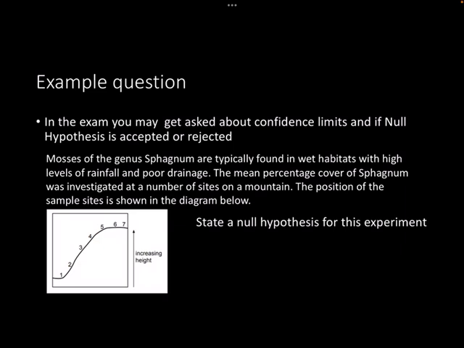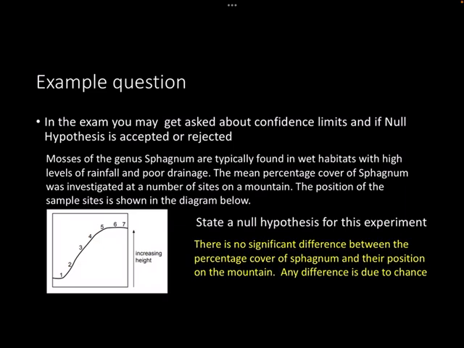So to write your null hypothesis, you hopefully have written something along the lines of: there is no significant difference between the percentage cover of sphagnum and their position on the mountain. Any difference is due to chance.